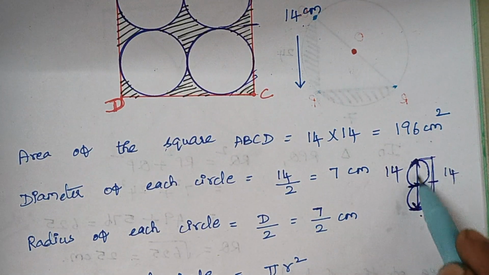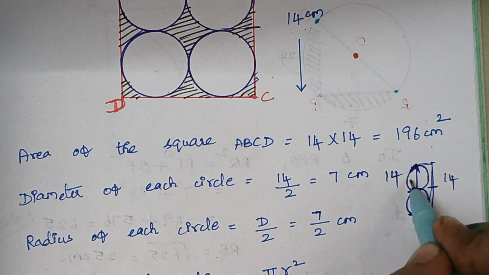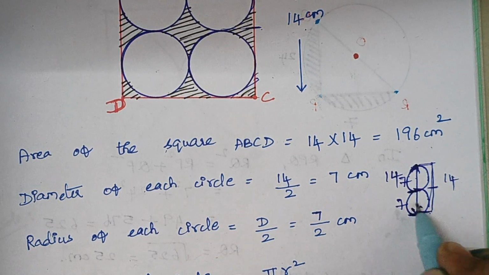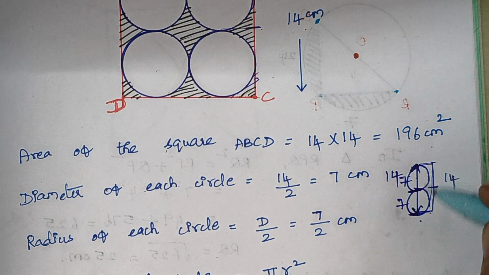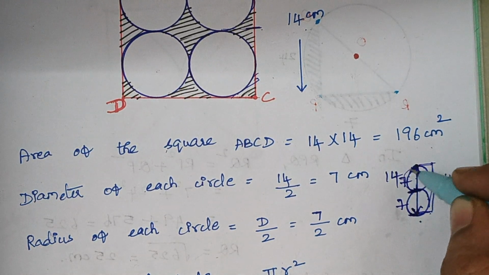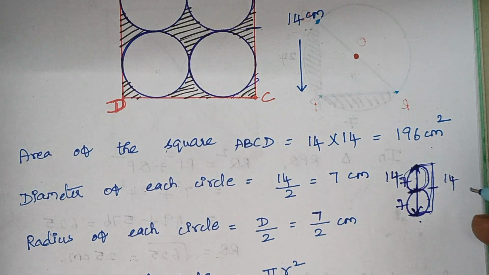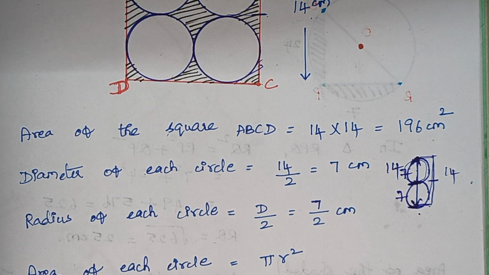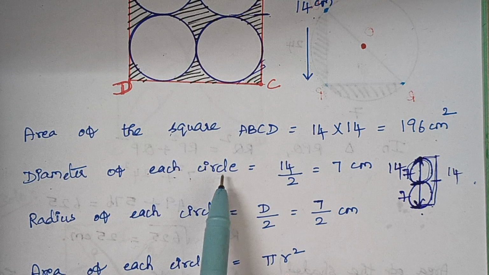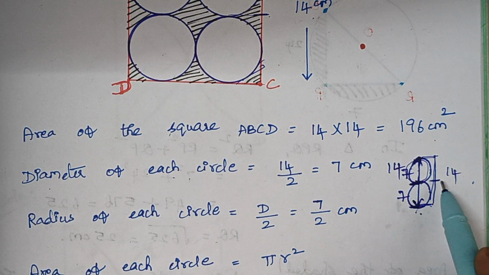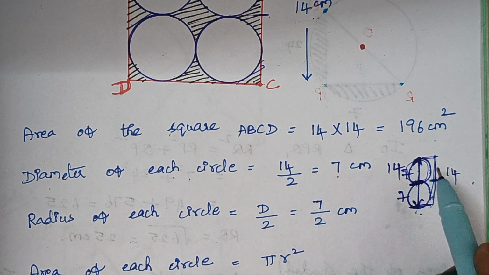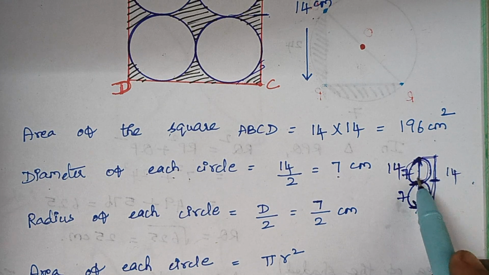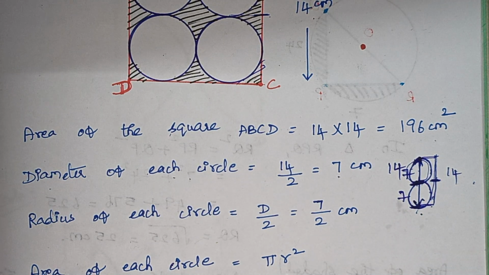So what about this length here? This length will be 14 by 2, that is, this will be equal to 7 and this length will be equal to 7. So what is 7 here? 7 is nothing but the diameter of the circle. Automatically, what about the radius? Diameter divided by 2. So to find the diameter of the circle, the entire length 14 divided by 2, because this is the midpoint here, gives 7. That is the diameter of the circle. And to find the radius, we again divide the diameter by 2. So 7 by 2 is your radius.